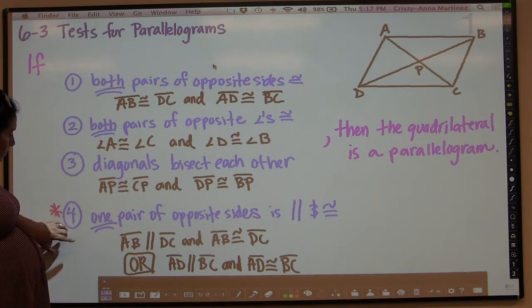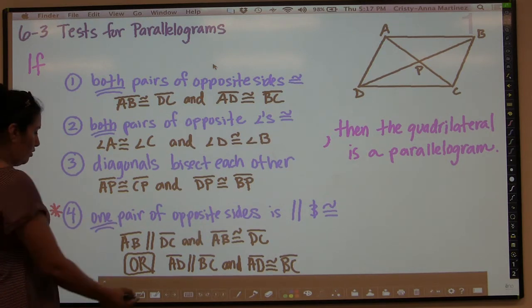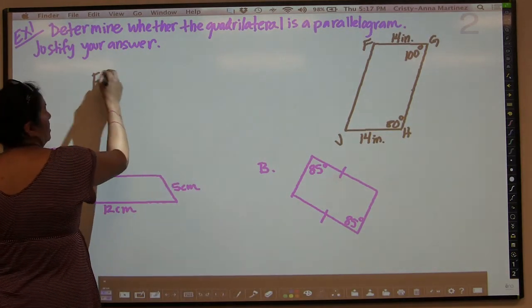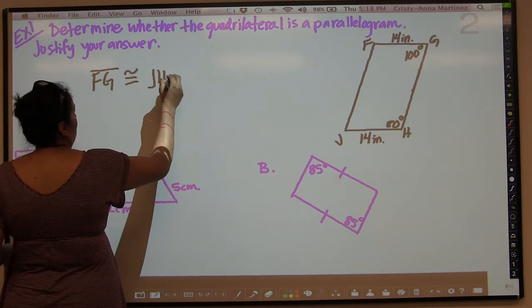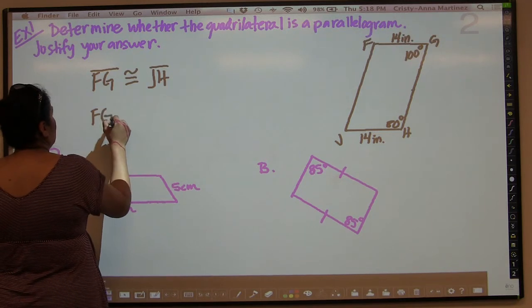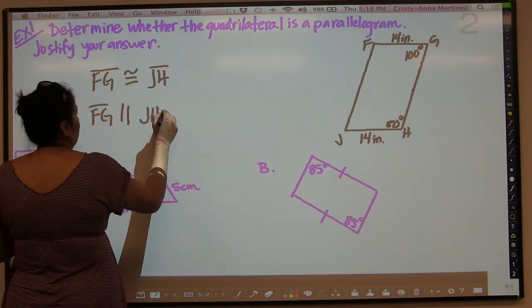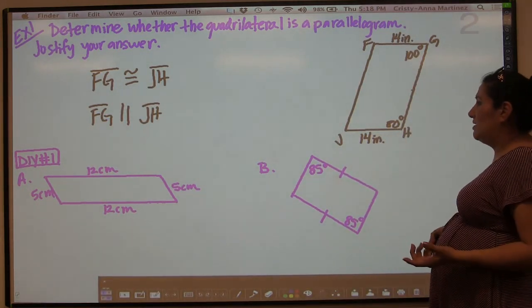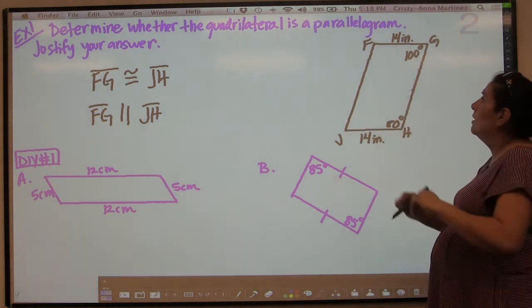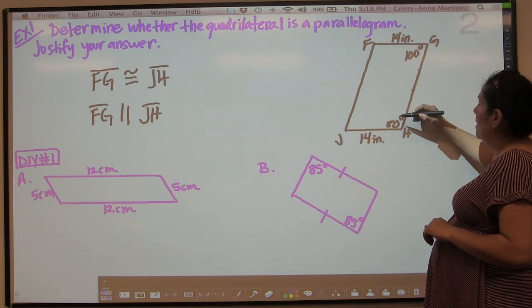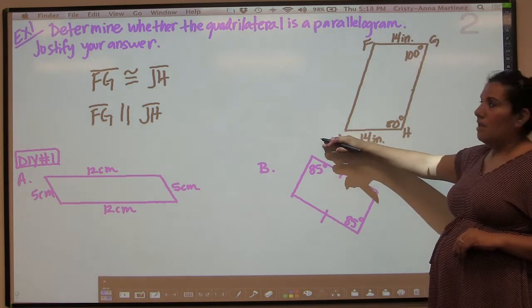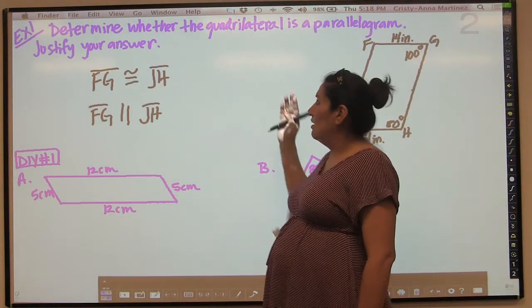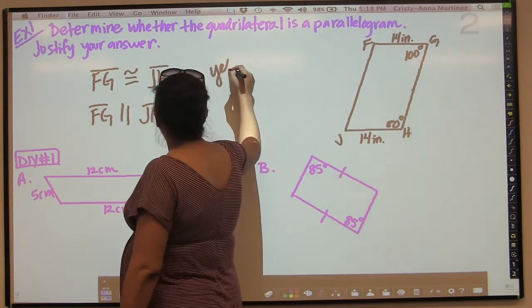We know that in option 4 we have one pair of opposite sides parallel and congruent. What's happening here is that we have to justify FG is congruent to JH, but also FG is parallel to JH. The reason we know that is because these two angles are consecutive interior angles, and they happen to be supplementary, and that was a few chapters back. If these two angles are supplementary, then FG is parallel to JH, and this is the transversal. Because we have one pair of sides that is both parallel and congruent, this is a parallelogram. So the answer here would be yes.